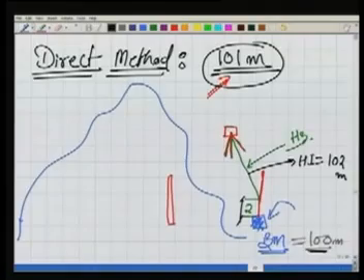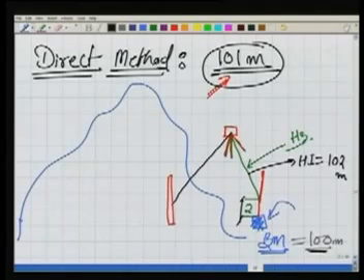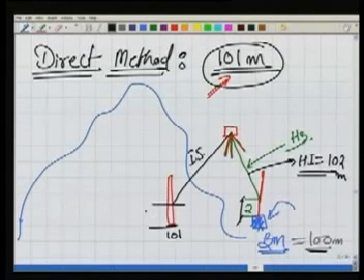To occupy that point, what should be the reading? Now I'm taking the foresight, or maybe the intermediate sites. So for this intermediate site, because the height of instrument is 102 meter, in order for this point to be 101 meter, this reading should be 1 meter, isn't it?